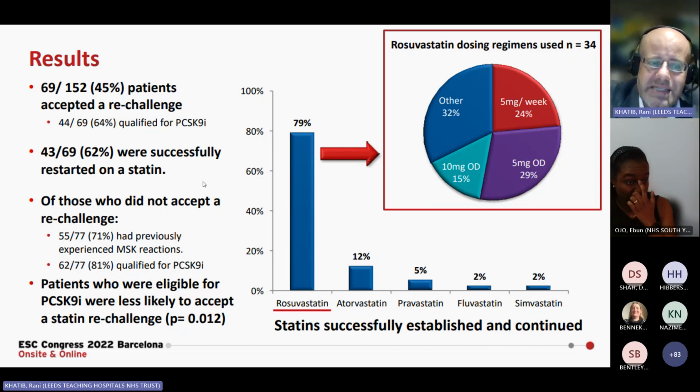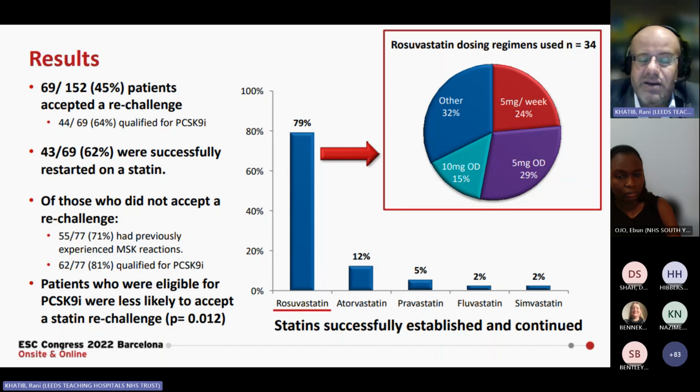And those who didn't accept a re-challenge, it's either because they had really severe musculoskeletal symptoms before and were tried on multiple statins, or they qualified for PCSK9 inhibitors. So as you can see, 80% of them qualified for PCSK9 inhibitors and 70% had severe musculoskeletal symptoms. Therefore, they did not like the idea of trying a statin anymore.